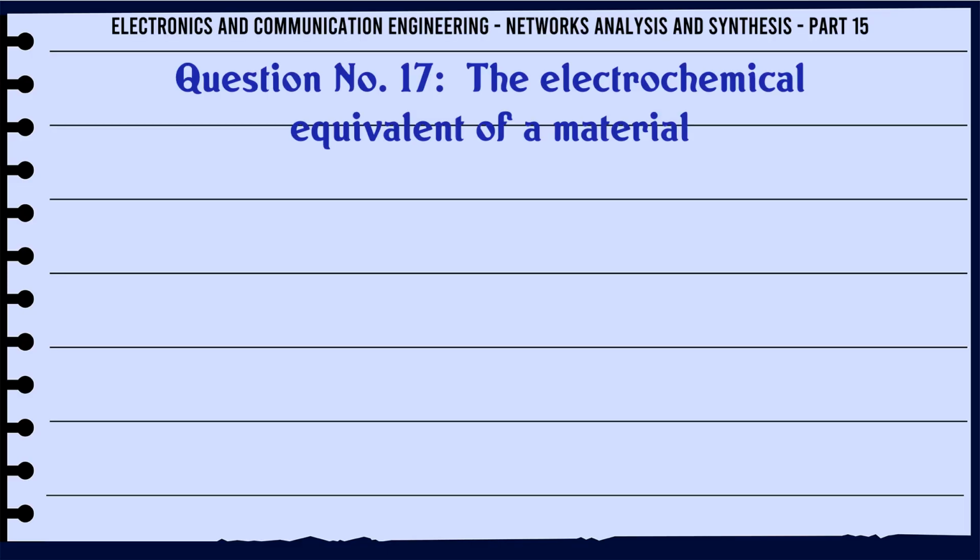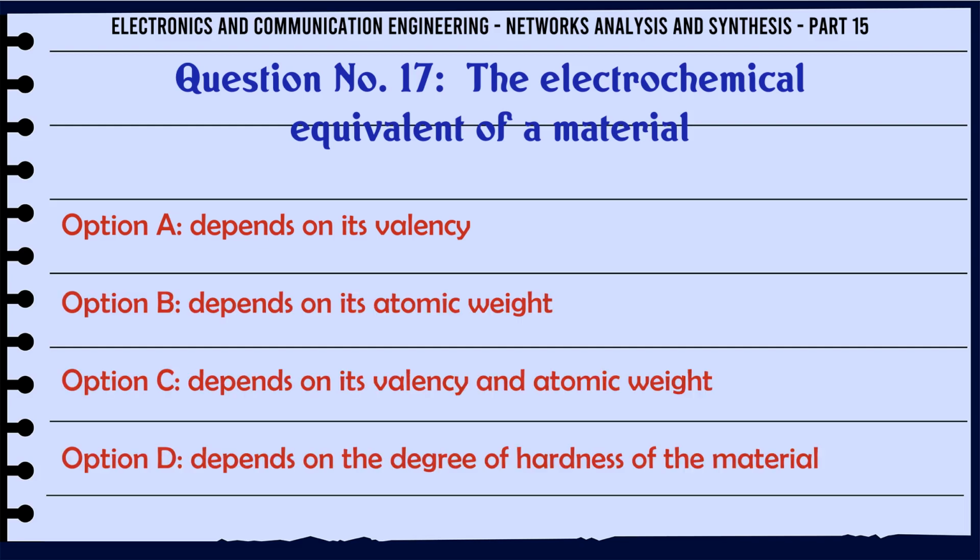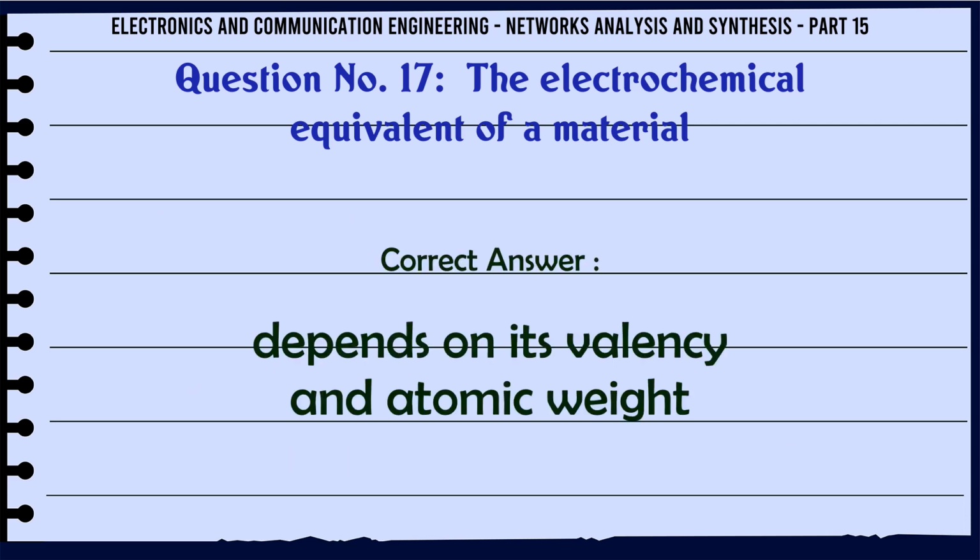The electrochemical equivalent of a material: A: depends on its valency. B: depends on its atomic weight. C: depends on its valency and atomic weight. D: depends on the degree of hardness of the material. The correct answer is, depends on its valency and atomic weight.